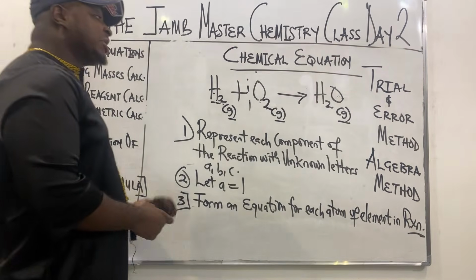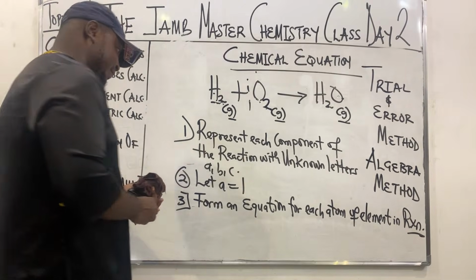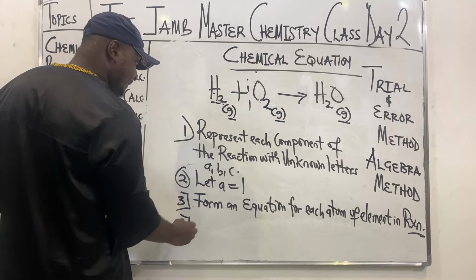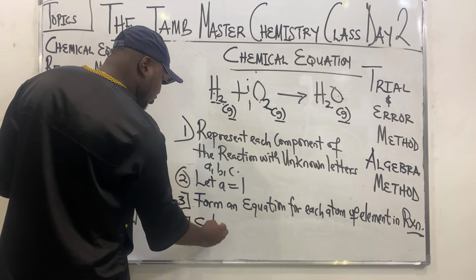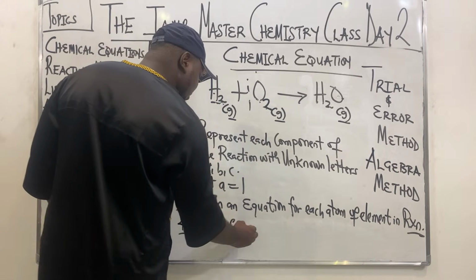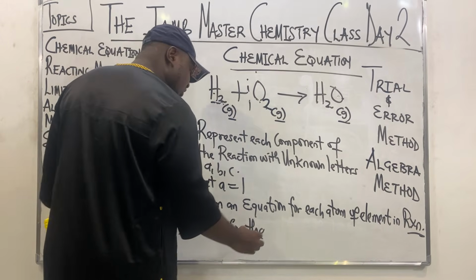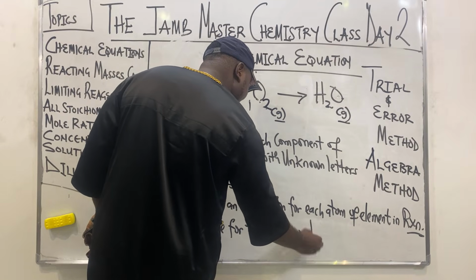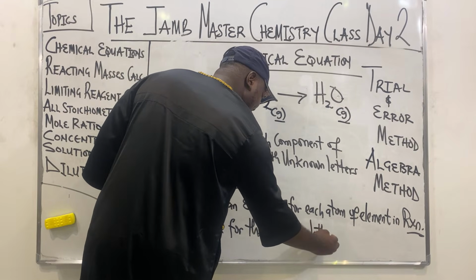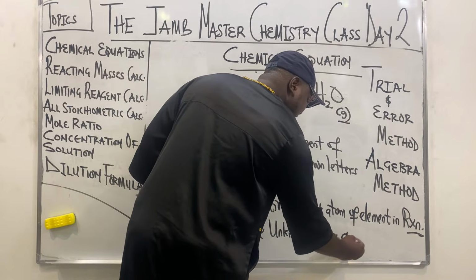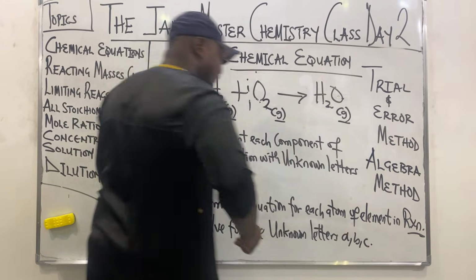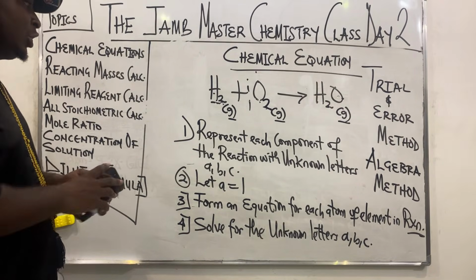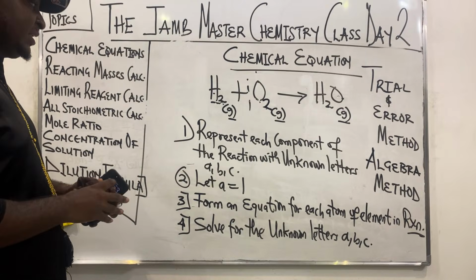Form an equation for each atom of element in the reaction. Step 4: solve for the unknown letters A, B, C.